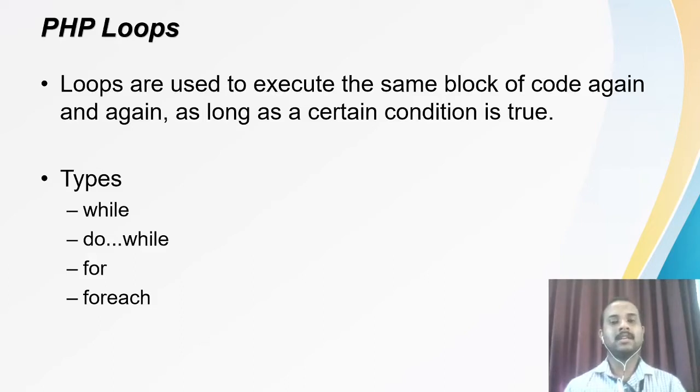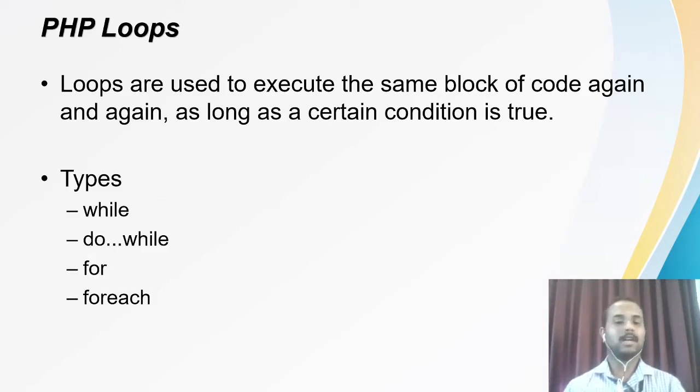The execution of the loop is terminated, or the control will come out of the loop, as soon as the condition becomes false.